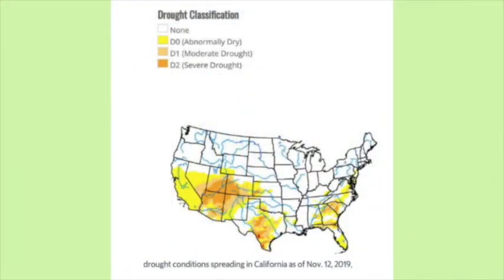This is a drought map from November of 2019. Would you say California was in a drought or not?